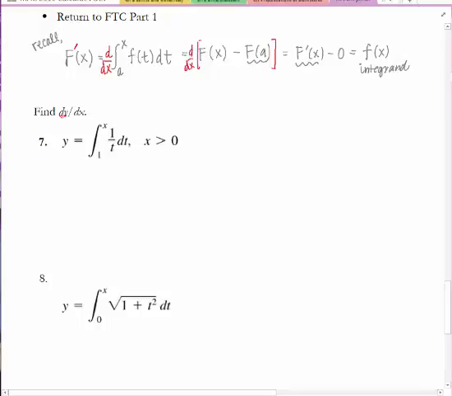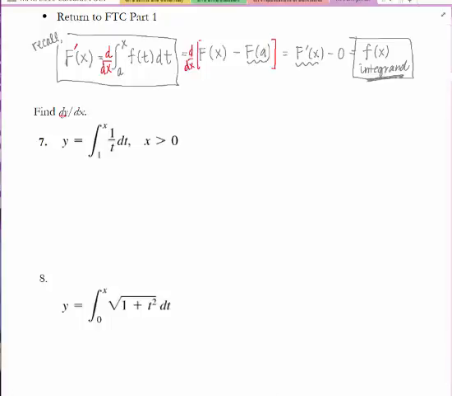So on a basic level, what this part 1 business of the fundamental theorem of calculus says is that if we take the derivative of an integral, we are left with just the integrand. So let me show you an example here. We want to find the derivative of y with respect to x, where y is defined as the integral of some function.